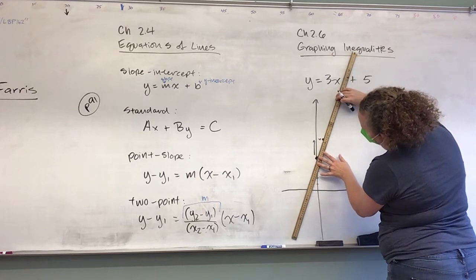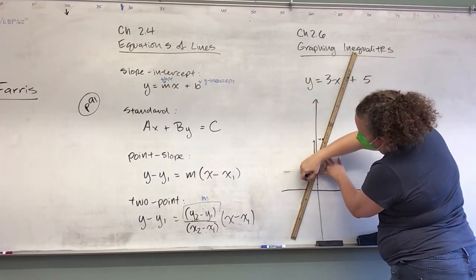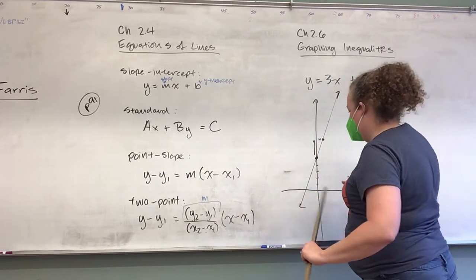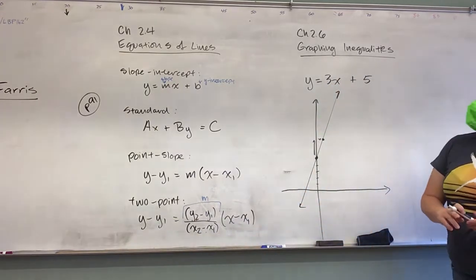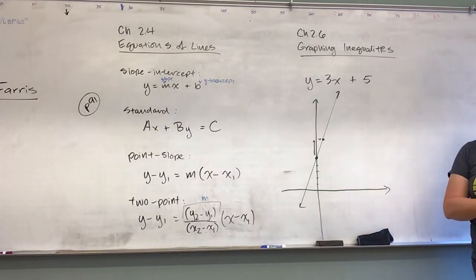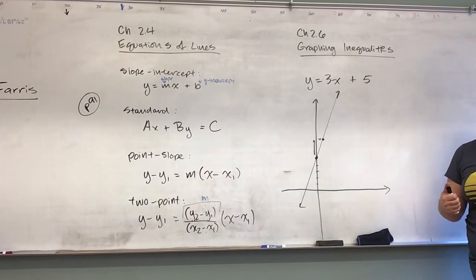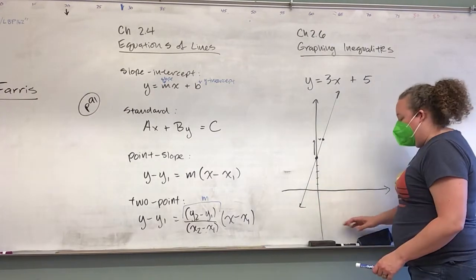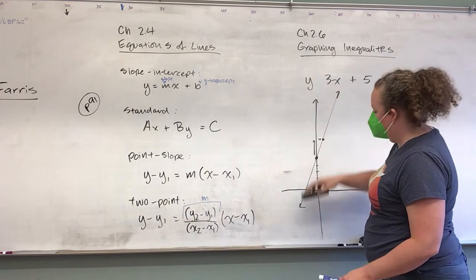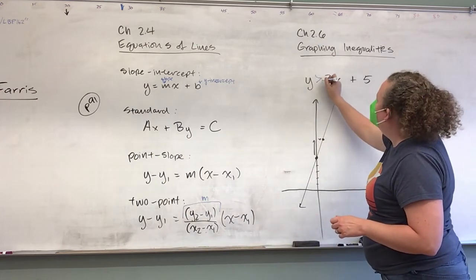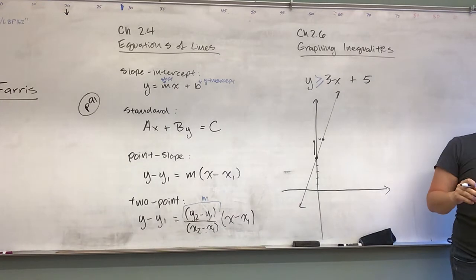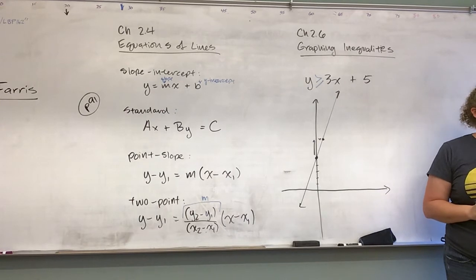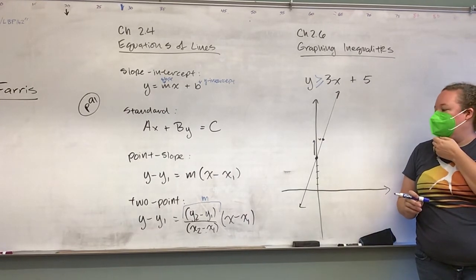And then we can use our straight edge, we can draw the line. And so there is y equals 3x plus 5. Start at the y-intercept, use the slope to find the next point, connect the dots. You've got the line. But let's say we had y is greater than or equal to 3x plus 5. And so now we need to graph the inequality.